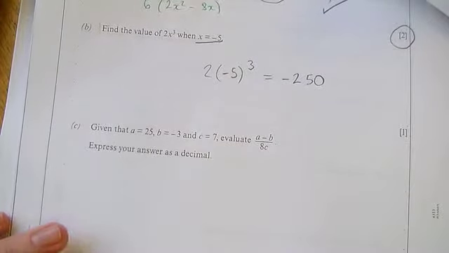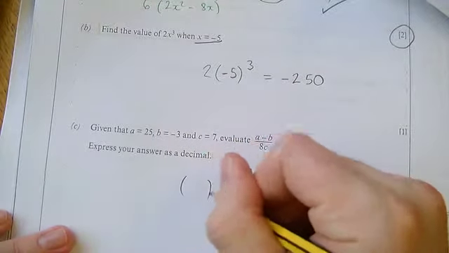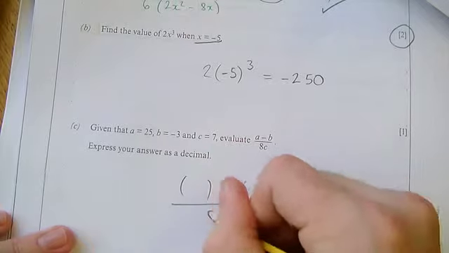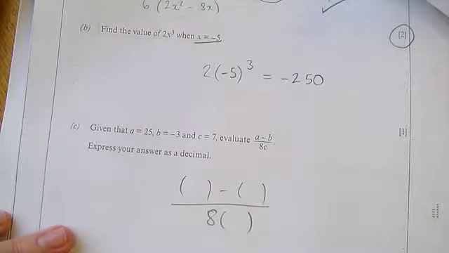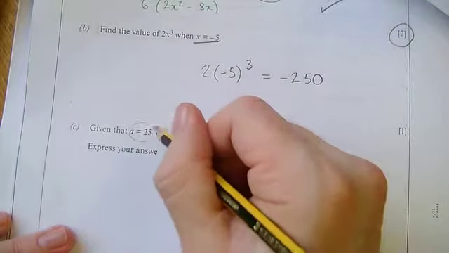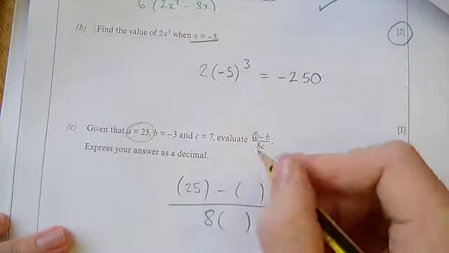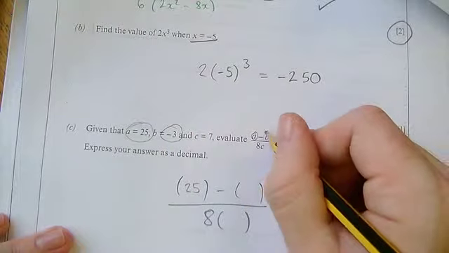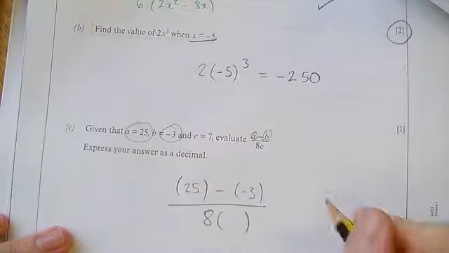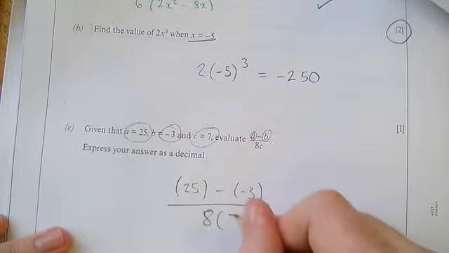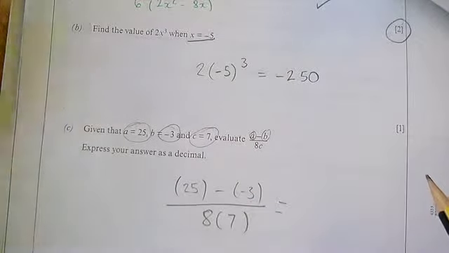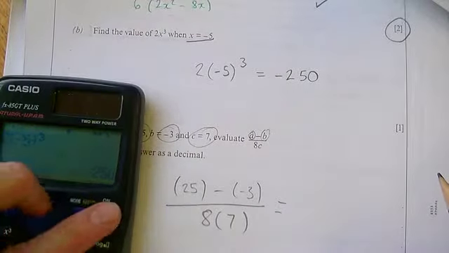You see it says A minus B over 8C. I'm going to change that to open bracket minus open bracket all over 8 open bracket. That's all I've done. A is 25. So where A is in here, I pop in 25. B is minus 3. So where B is, I pop in minus 3. And C was 7. And that just goes straight into my calculator. There's no working out to be done here, and that's the beauty of using this method.